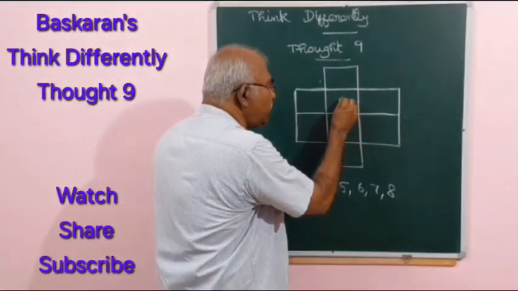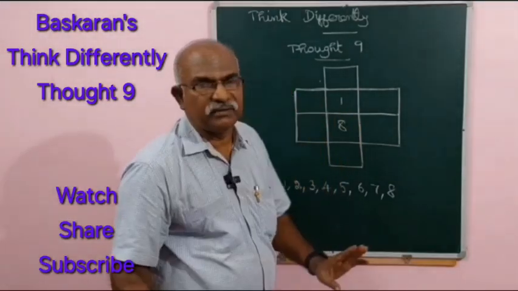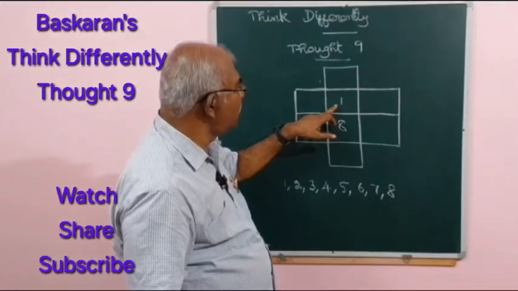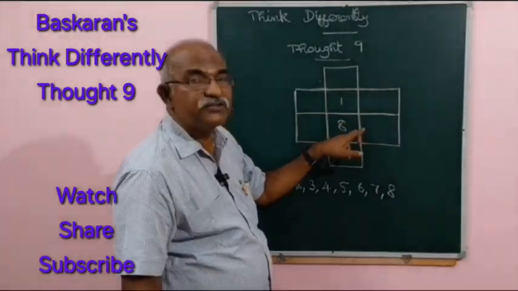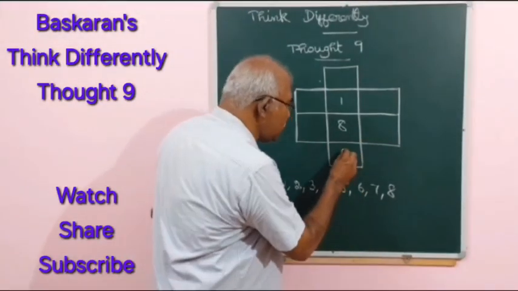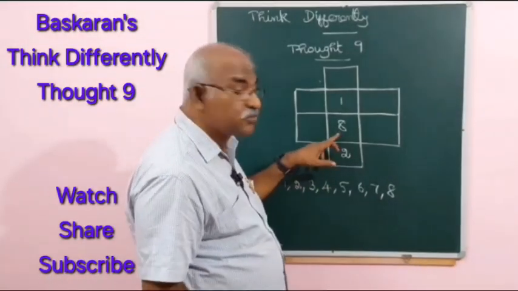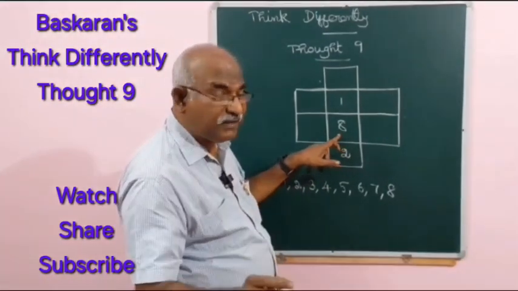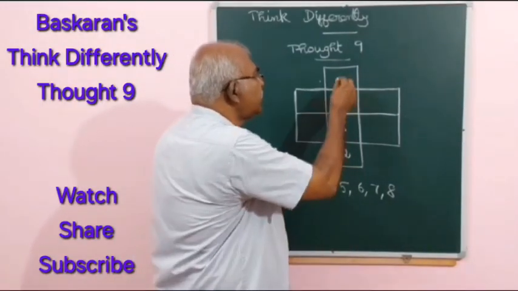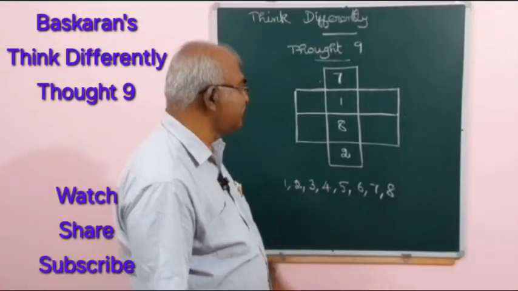So, put 1 here or here. I put it here. And 8 comes here. Now, where can 2 come? For 1, all these squares are neighbouring squares, so 2 should not occur there. 2 can occur only here. Right? Now, you should not go for 3. You should go for 7 because we already put 8 here. And where can 7 come? It can come only here. So, we have filled 4 squares.